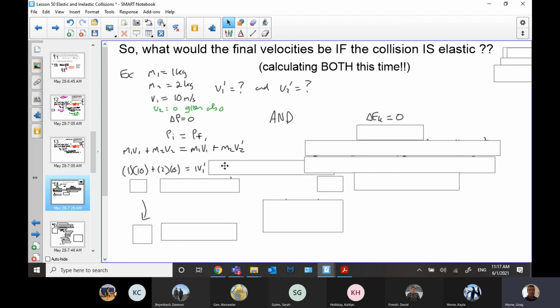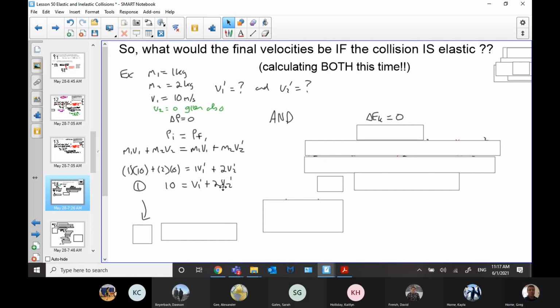So we've got the 1 kilogram with the unknown final velocity of mass 1, and the 2 kilogram with the unknown final velocity V2. So we end up with this equation: 10 equals V1 prime plus 2 V2 prime, right? And you can tell you can't solve that because you have 2 unknowns. But luckily, there's this other concept we're working with.